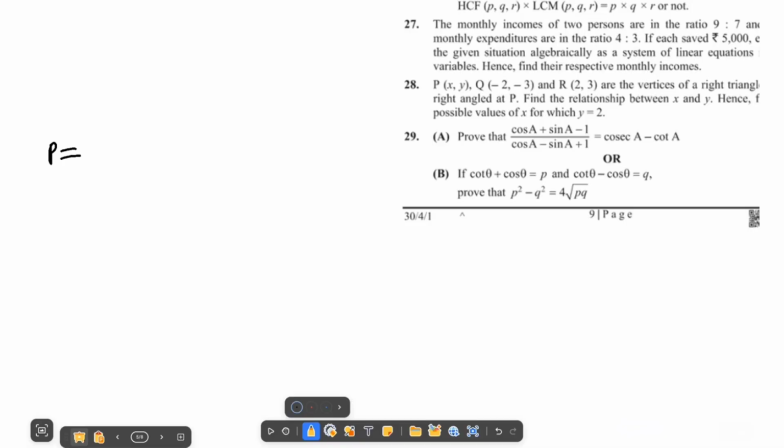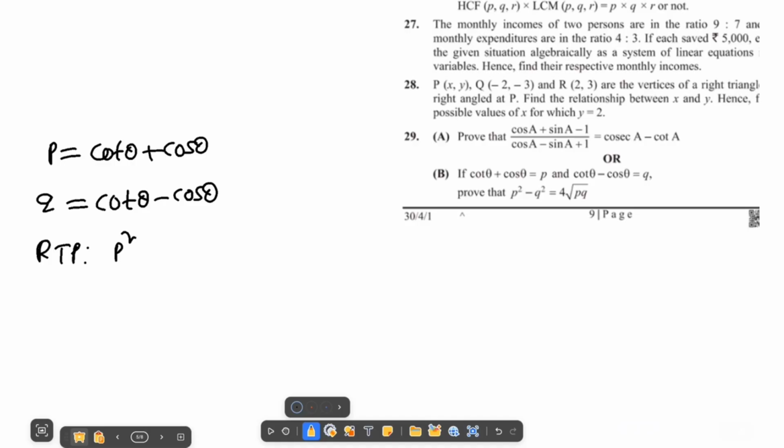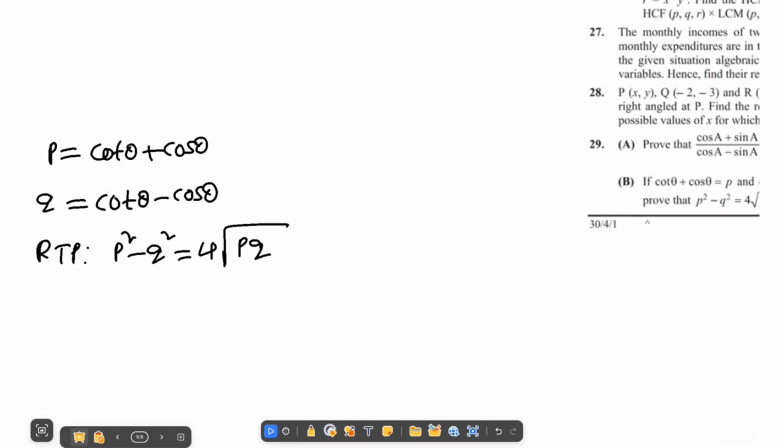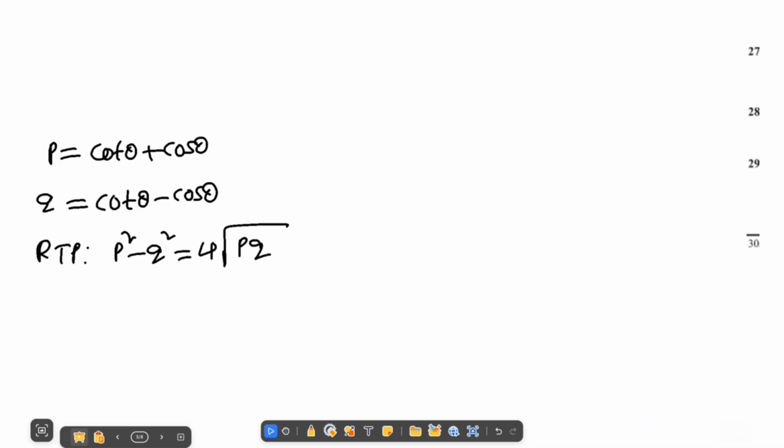P is equals to cot theta plus cos theta, and Q is equals to cot theta minus cos theta. So what is required to prove? We have to prove P square minus Q square is equals to 4 times under root of PQ. So let's prove it.